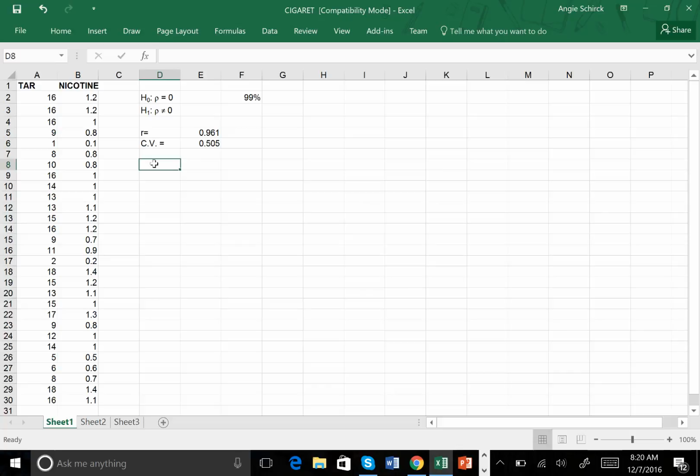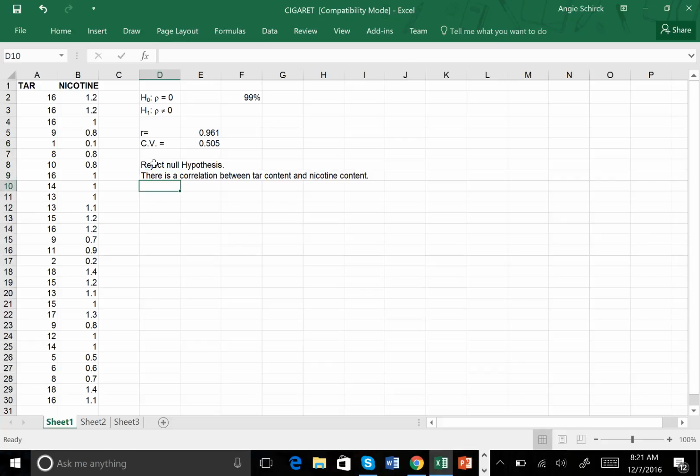All right, so remember that our criteria for rejecting the null hypothesis is if our test statistic R in absolute value is greater than our critical value. And we see here that R is indeed greater than our critical value. So we will reject the null hypothesis. And that means there is sufficient evidence to conclude there is a correlation between tar content and nicotine content.